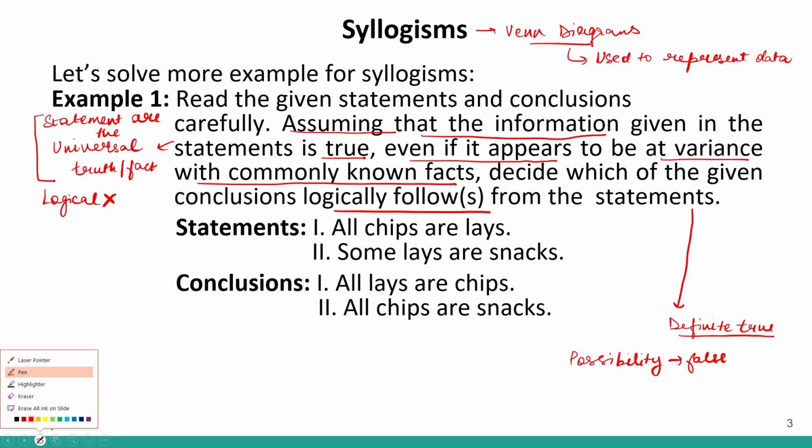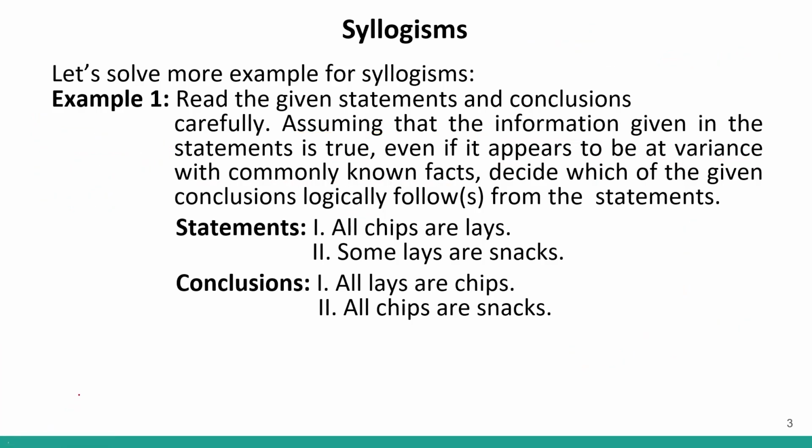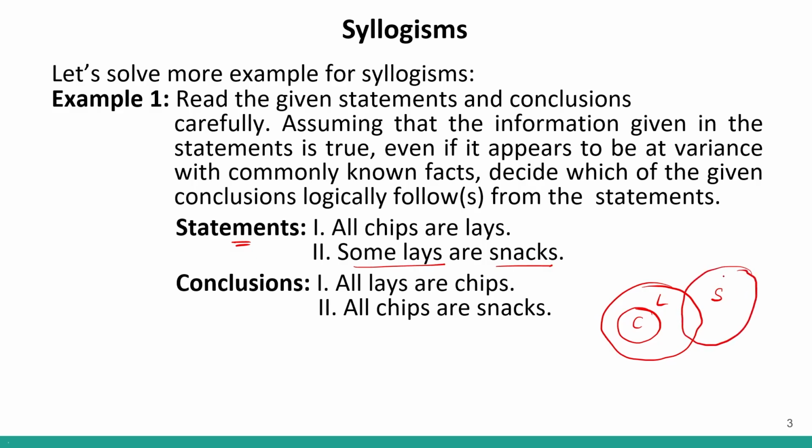So let us start this particular question. The statements given are: all chips are Lays. So that means all chips will be Lays, correct? It can be represented like this. Some Lays are snacks. So some Lays are snacks means some Lays and snacks will overlap. This area represents that some Lays are snacks, correct? This is the Venn diagram. This will be your final Venn diagram.